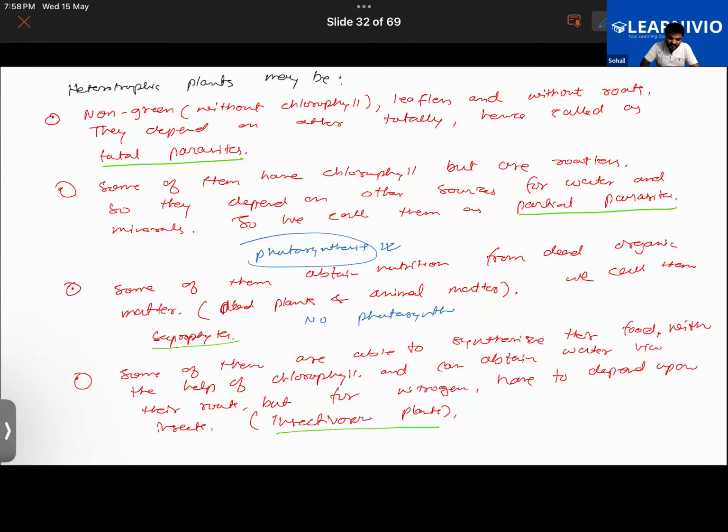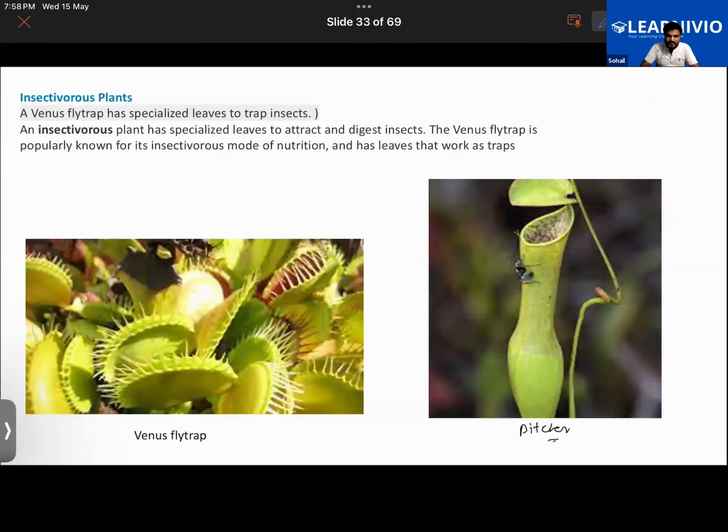What about the insectivorous plants? Will they be able to do this? Will they be able to perform photosynthesis? Yes, sir. Obviously, yes. So photosynthesis can be done by them as well. All right, so that is the thing.